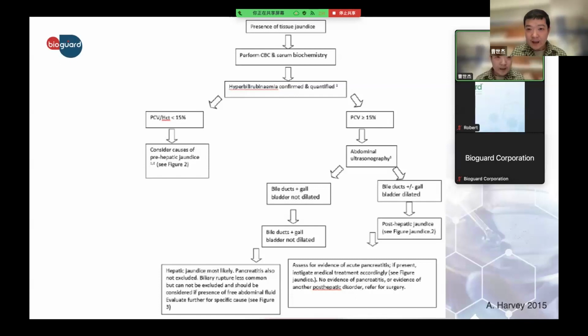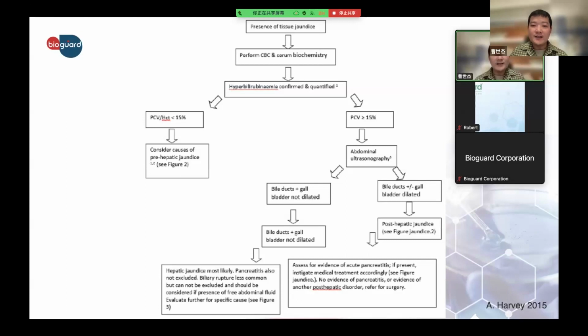jaundice. What we will find on the ultrasound with post-hepatic jaundice is that the bile duct or the gallbladder will get enlarged and dilated. Also sometimes we can see at the junction with the duodenum there's some mass or some stones there. And today we're gonna talk about hepatic lipidosis.